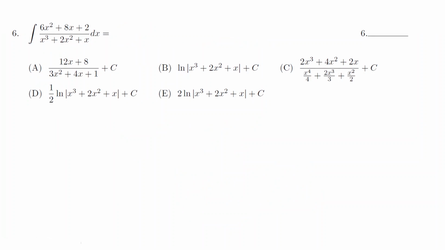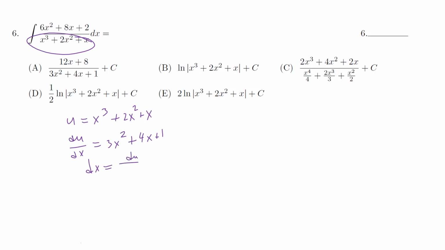Beautiful. Next. I have to find the integral. Immediately, chances are, size up the bottom. That is u. So we say u equals x cubed plus 2x squared plus x. Take the first derivative, du dx equals 3x squared plus 4x plus 1. And I'm solving for dx. dx equals du over 3x squared plus 4x plus 1. Boom, boom. Now, let's just plug stuff in. So that's equal to the integral.